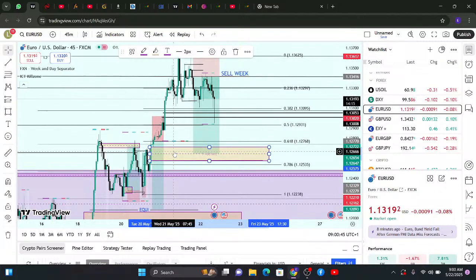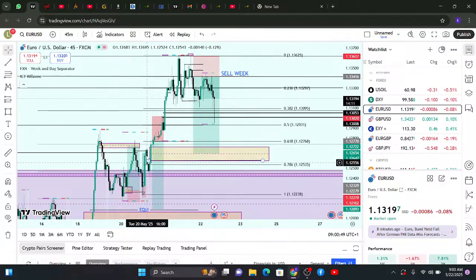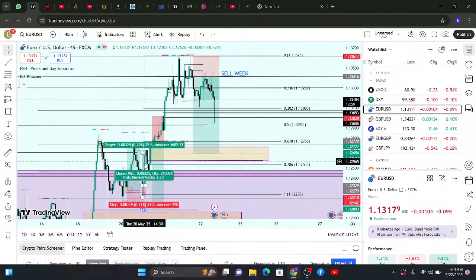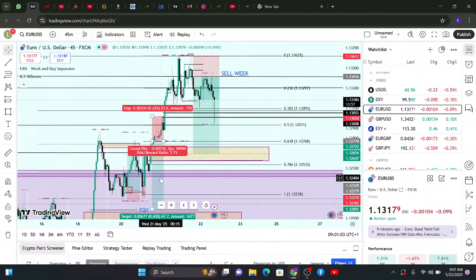Okay, so we have about two confluences already. Next, we have a bullish order block right here. And this was the last bullish order block that triggered this break of structure right here. This break of structure here. Okay, this was the last bullish order block, so it is really valid as far as I'm concerned.